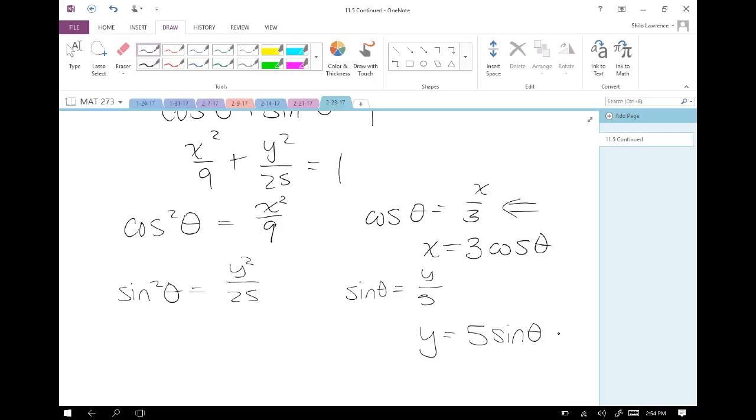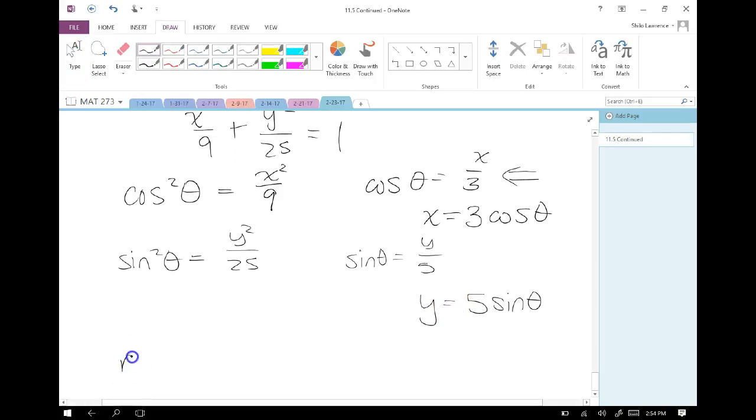So we've got our two components. We were asked to write a vector valued function, so we need to write it as a vector. So r of theta, where we're using theta as the parameter, is 3 cosine theta i plus 5 sine theta j. When those coefficients match, it makes a circle. When those coefficients don't match, it makes an ellipse.